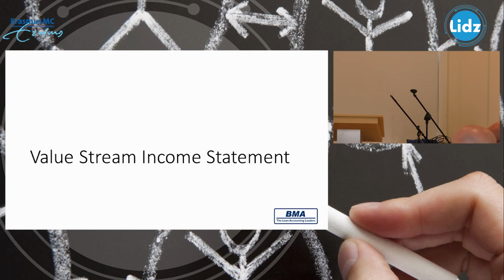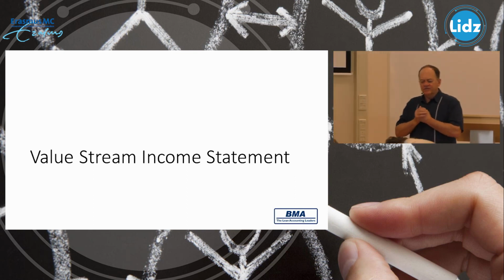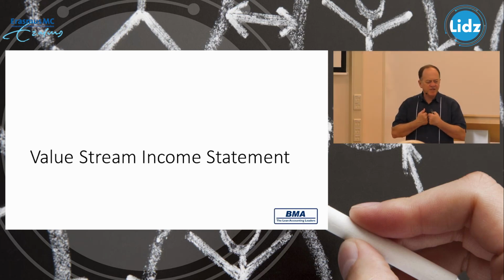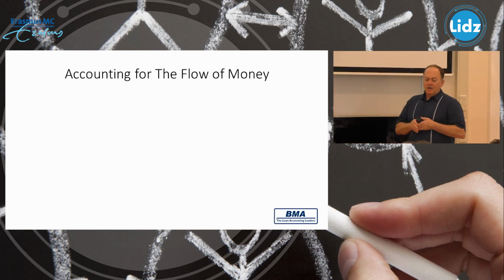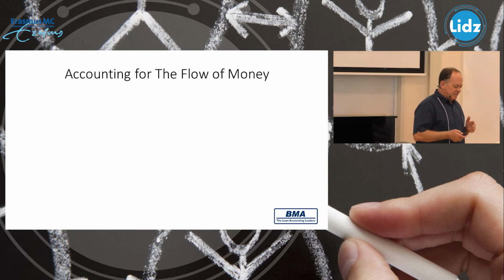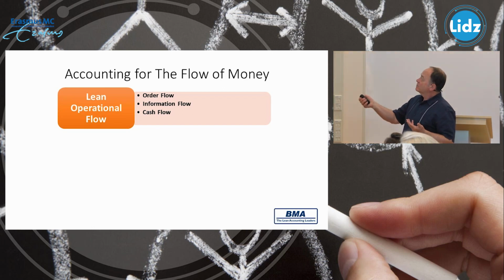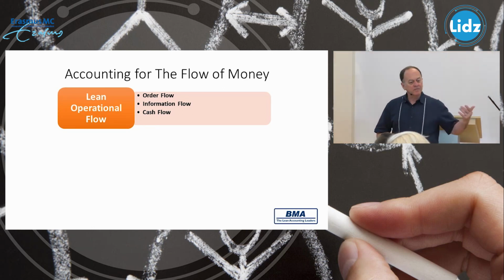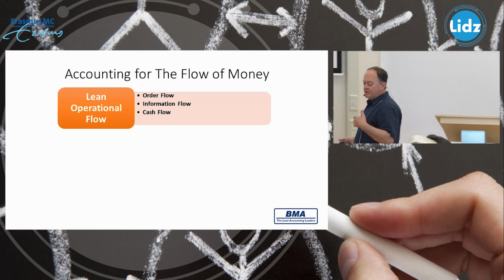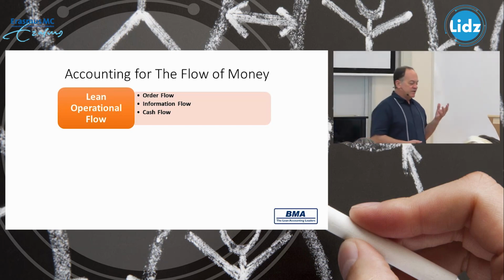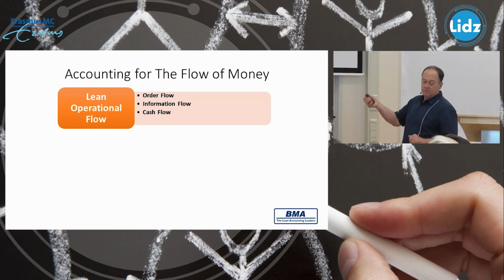Okay, let's move on to the third component of the box score, which is the value stream income statement. In Lean, we talk a lot about flow. We have order flow, or how the patient's flowing, right? There's also information flow that has to flow at the same rate as the patient flow. There's also a third flow that gets talked about in Lean, and that's cash flow.